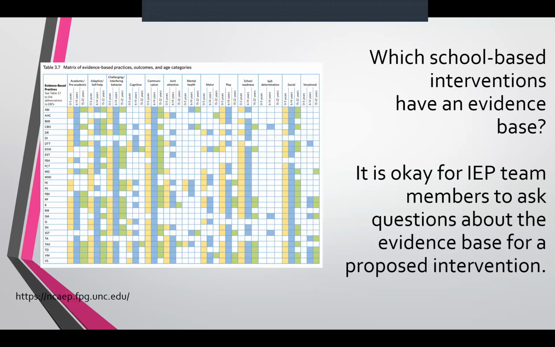This is a kind of overwhelming chart here, so I apologize for that. But I just pulled it because, a couple of webinars ago, we had talked about the list of evidence-based approaches. And this is a chart that the North Carolina folks produced that kind of shows, in terms of goal areas, what do we know works for what ages? So this is the kind of thing that would be great for an IEP team to be consulting as they propose a certain intervention for a certain goal area for a child of a certain age, okay?